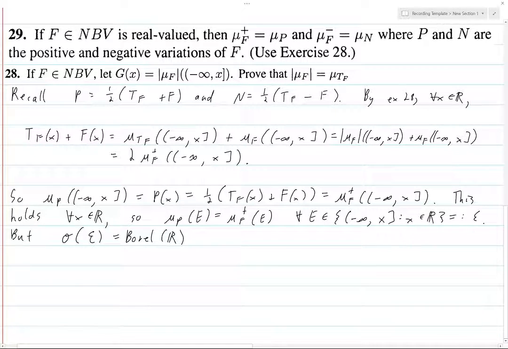And so here, because this is true, we have mu p is equal to mu f plus on Borel R. And that just means that mu of p is equal to mu of f plus. And that is the desired result. And now I'm going to pause this and make sure that everything got captured, and then for the other inequality, I'm just going to erase some stuff and it'll work.